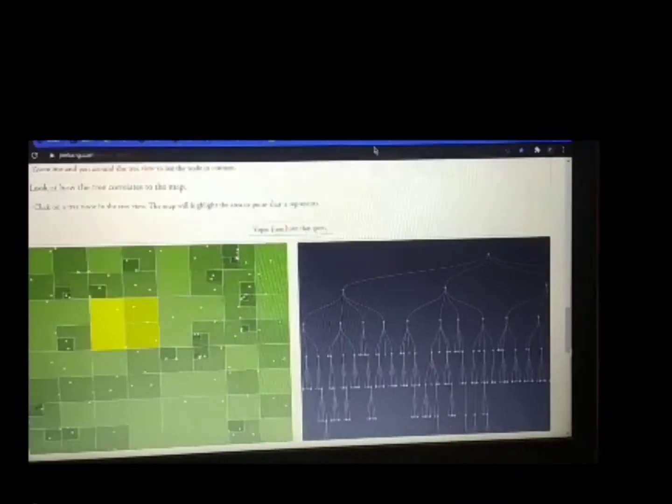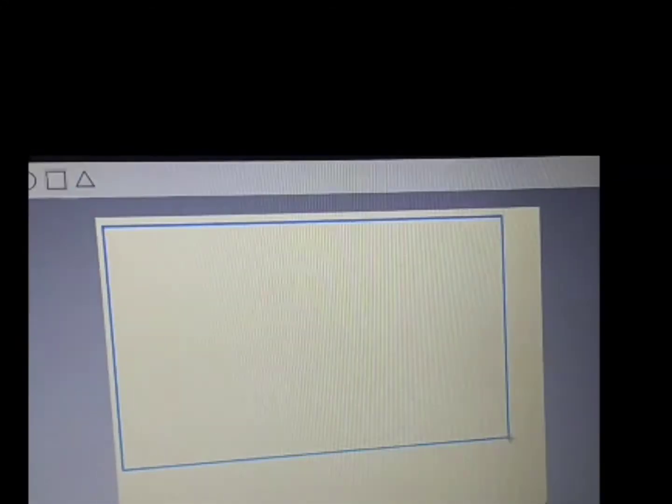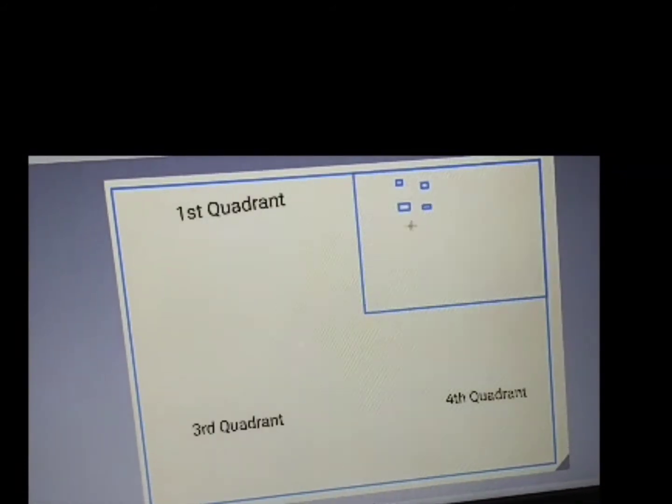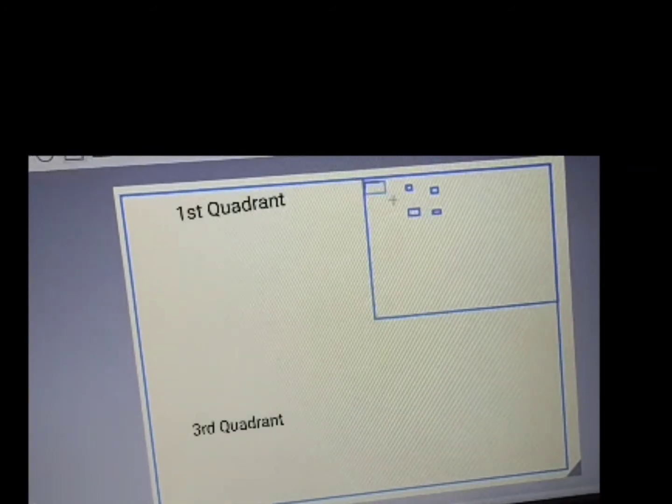But what if I have a worst case scenario where all my points are confined to only one portion? Let's say this is my 2D space, and all my points reside here. These are the 4 points, so it will be divided in this manner. Initially, we can say that this quadrant and this quadrant are empty. Now, again, this has the 4 points, so it will be further divided into 4 parts.